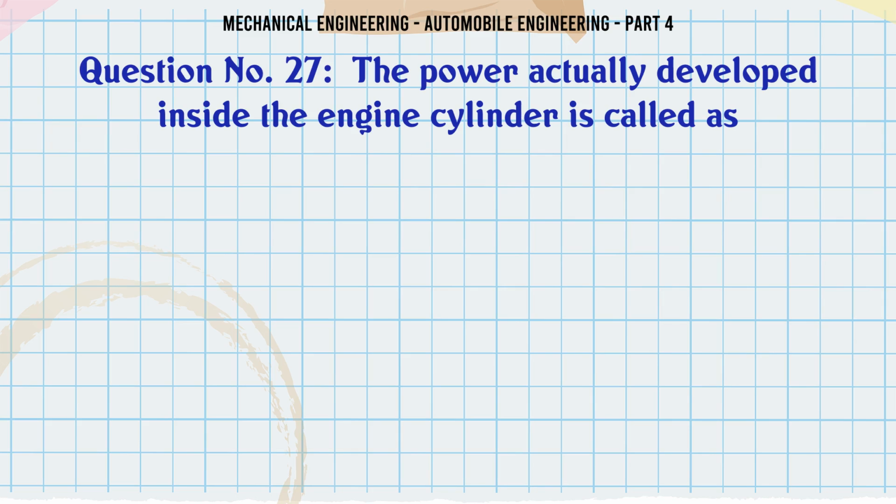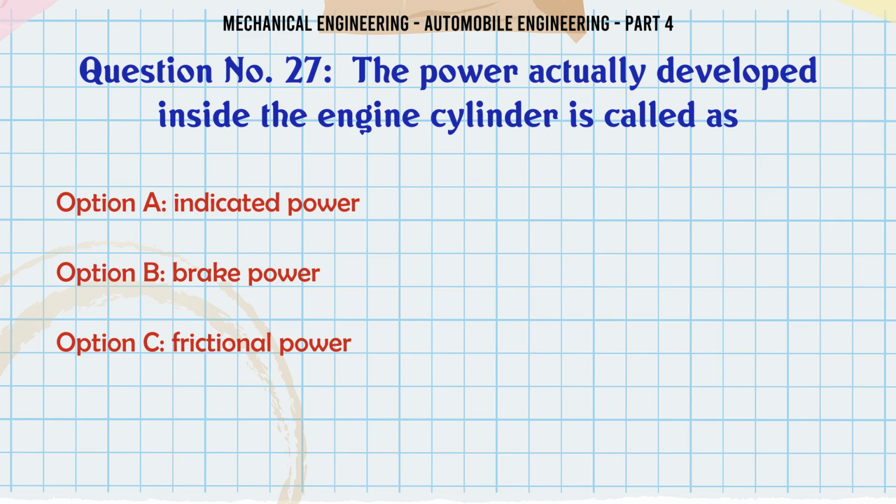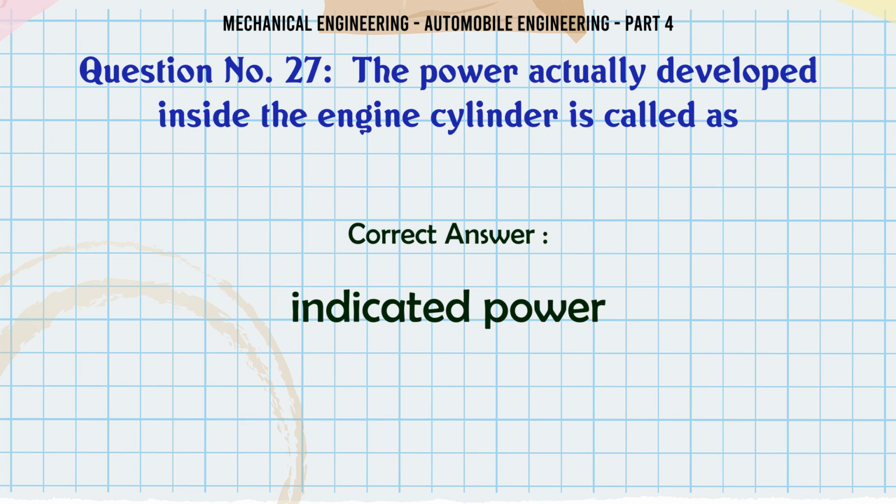The power actually developed inside the engine cylinder is called: A. Indicated power, B. Brake power, C. Frictional power, D. None of these. The correct answer is indicated power.